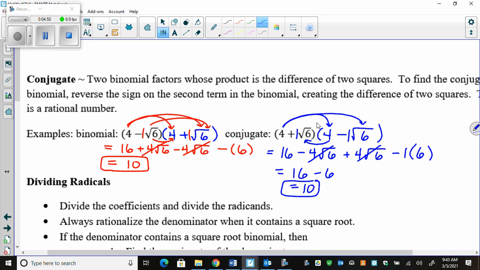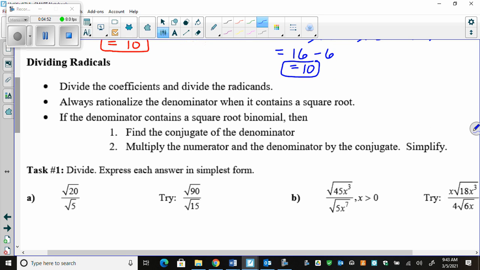Okay. Game on. We're going to divide now. So dividing radicals. Divide the coefficients and divide the radicands.